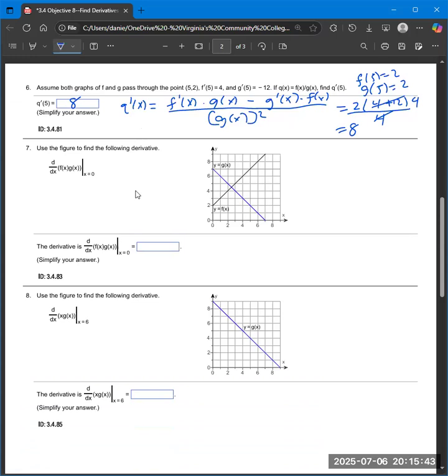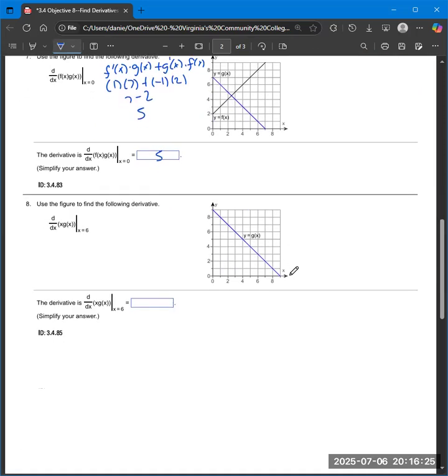Using the figure below, at 0, we're going to have f prime of x times g of x plus g prime of x times f of x. F prime at 0 is 1. G of 0 is 7. G prime is negative 1. F is 2. 7 minus 2 is 5.